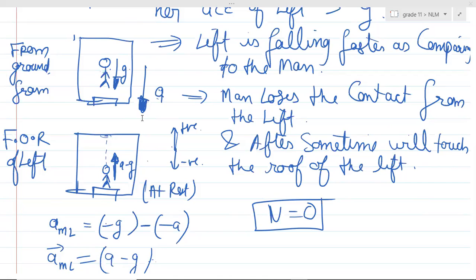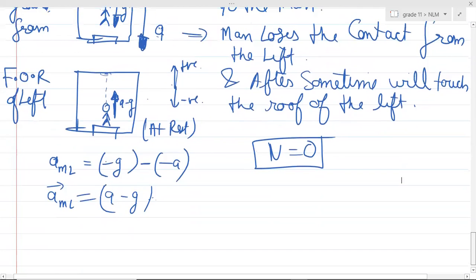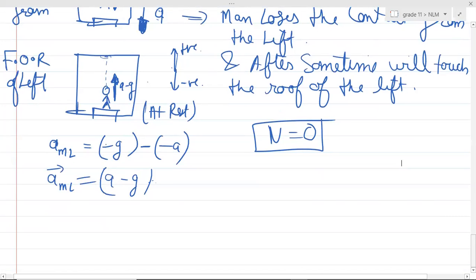Normal force zero. Normal force will become zero because it will lose contact. The force applied by the man on the lift, on the machine, will be zero. There will be no force applied by the man on the lift. Clear? Is this clear? Yes, sir.